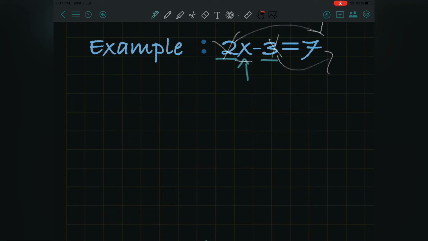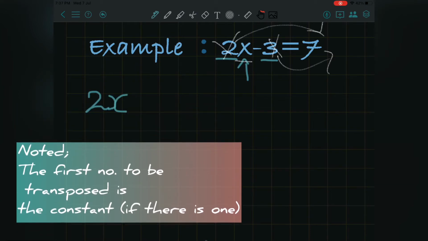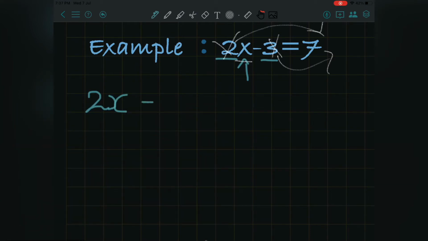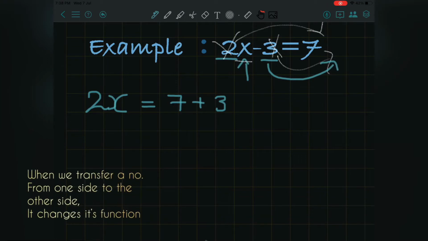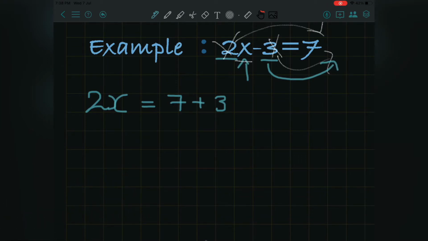So let's do that one by one. The first number who is always willing to go will be the constant. Whenever you solve an equation, the first number that should go is the constant. Then only if there is a coefficient. So now we transfer the 3 from here to here and it becomes 7 plus 3. Why plus 3? That's because when we transfer one number from one side to the other side, it changes its function. It becomes the opposite function.